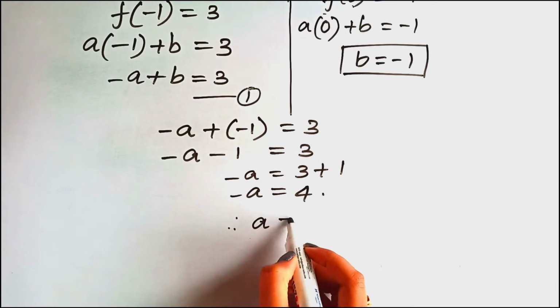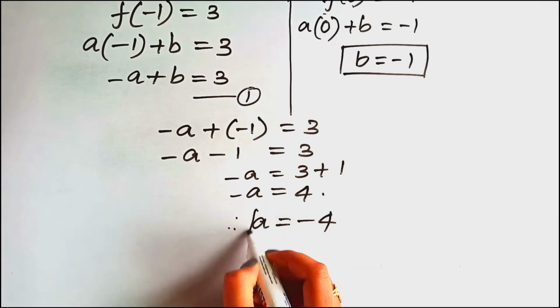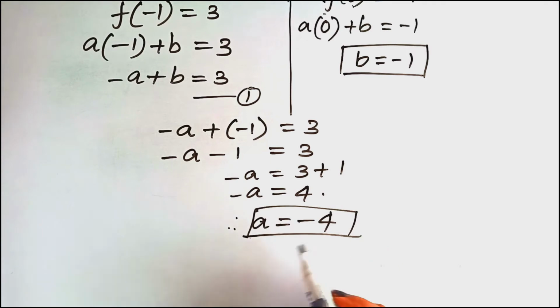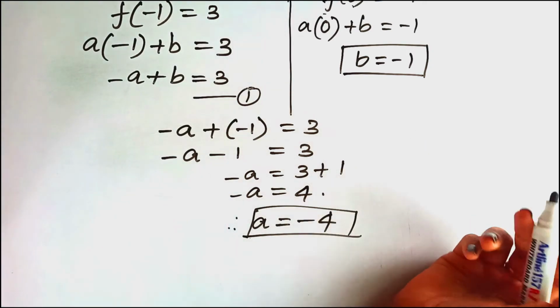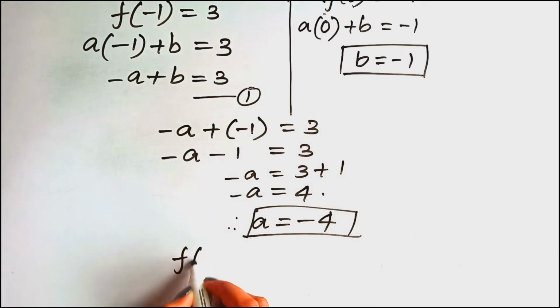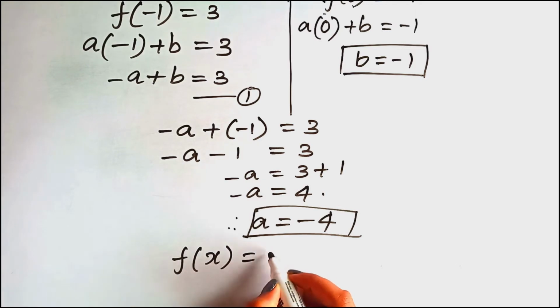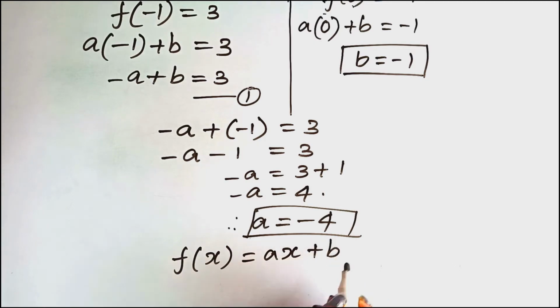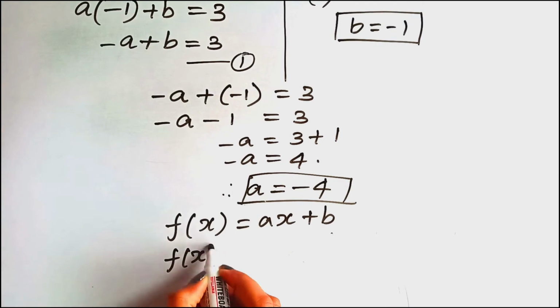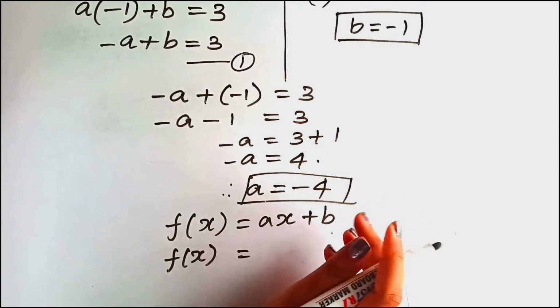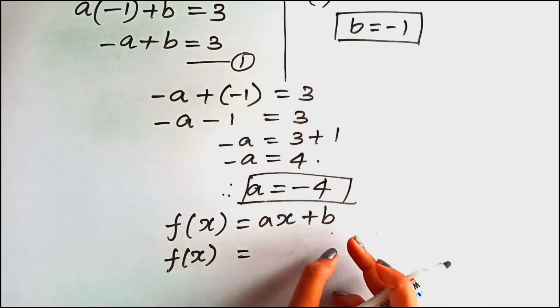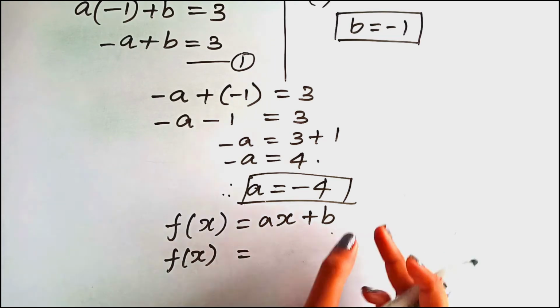Therefore our a is equal to -4. So we have found the value of a and b, right? Now our linear equation, which means our f of x, is ax plus b, right? And now what we are going to do is, in the place of a you are going to substitute the value of a and in the place of b you are going to substitute the value of b.